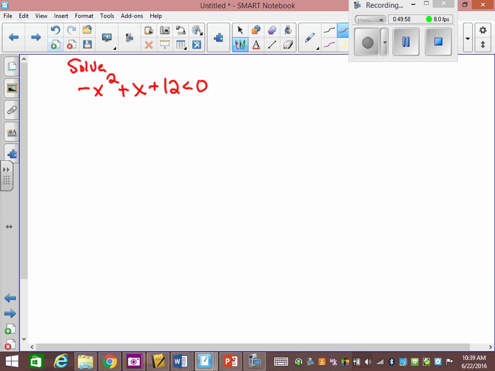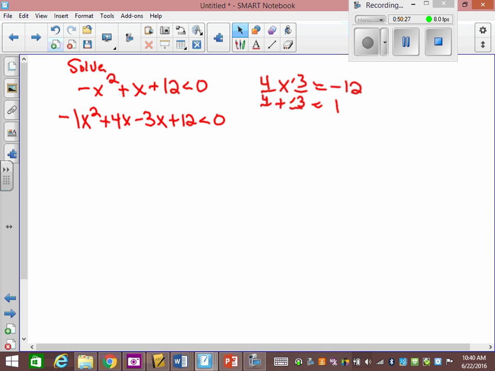So when we factor this, you have to do decomp because there's a negative 1 in front, and everyone still does product sum because they think so, but you don't. So what times what equals negative 12? What plus what equals 1? Positive 4, negative 3. And you have to do decomp because it's a negative 1 in front. Negative 1x squared plus 4x minus 3x plus 12 is less than 0. Just decomp, guys.